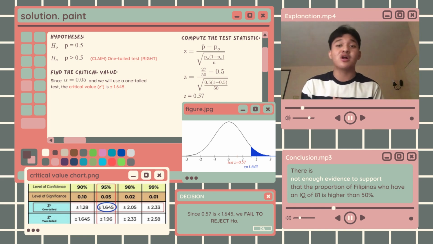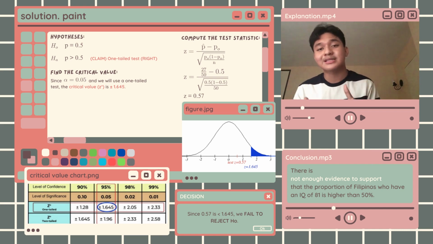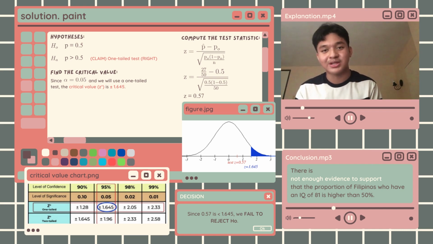And that is how you solve a problem through hypothesis testing involving population proportion.